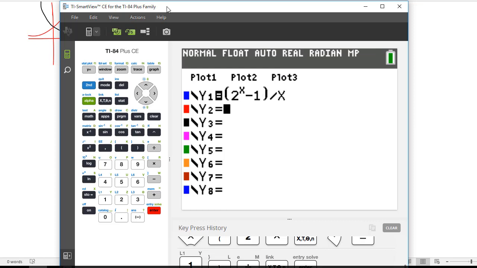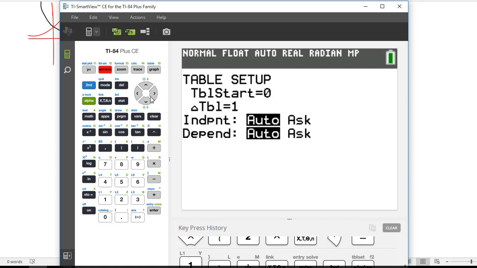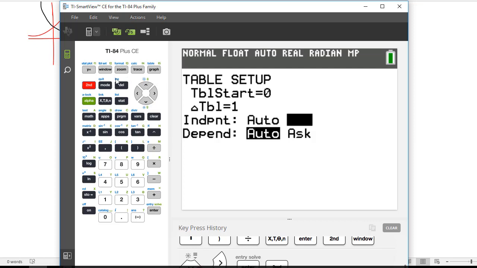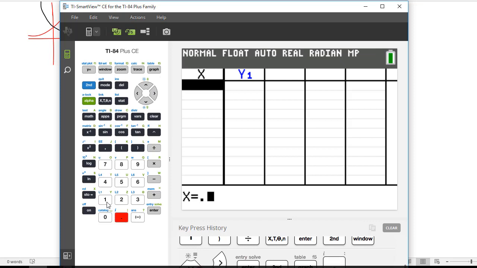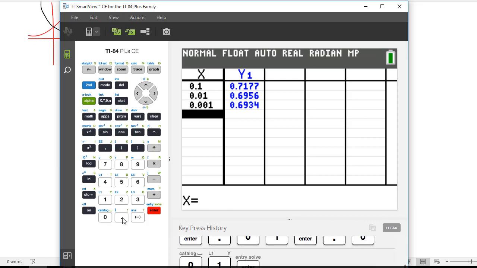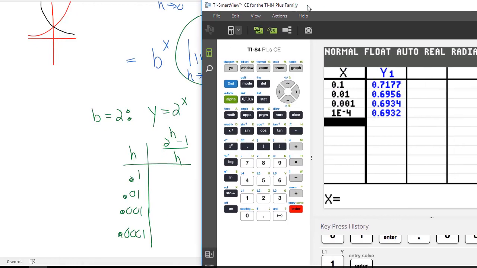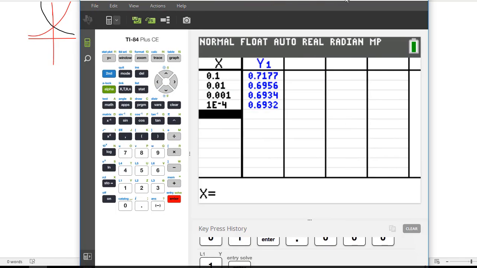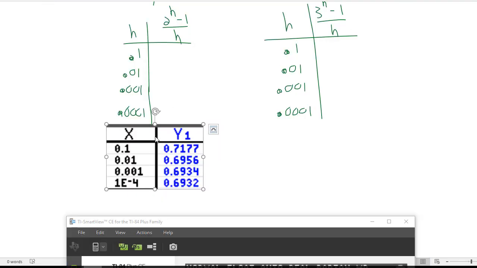To be efficient, as we talked about in a couple of videos prior when we did limits, the efficient way I like to do this is go to the table. But first I'm going to do table set, and I'm going to change the independent variable to be ask. Now when I go to the table, I do second graph. I can plug in values for h. So I can do 0.1, 0.01, 0.001, and 0.0001. So here's my table of values. Let me pull this to the side and copy and paste this for a moment. Let me pause. All right, so there's the copy and paste of my table.